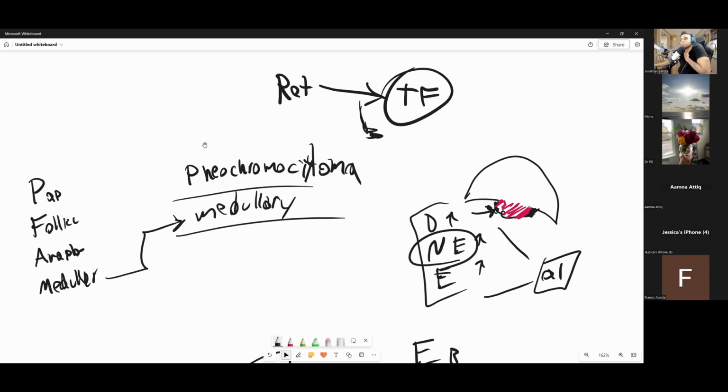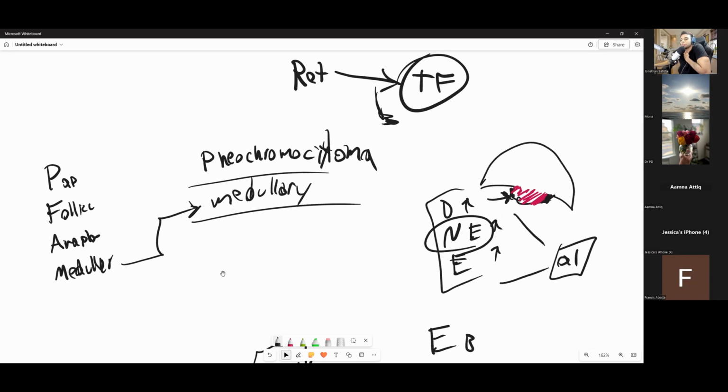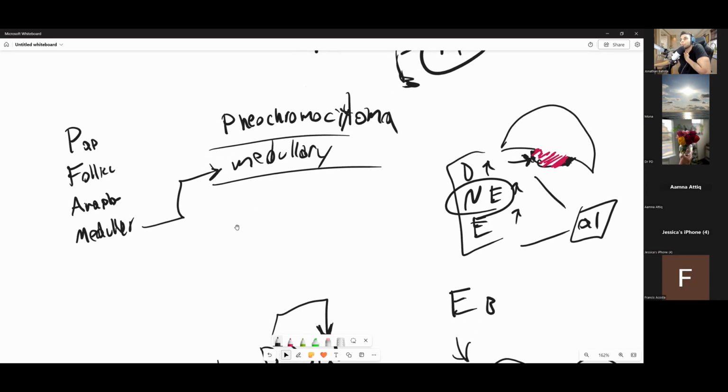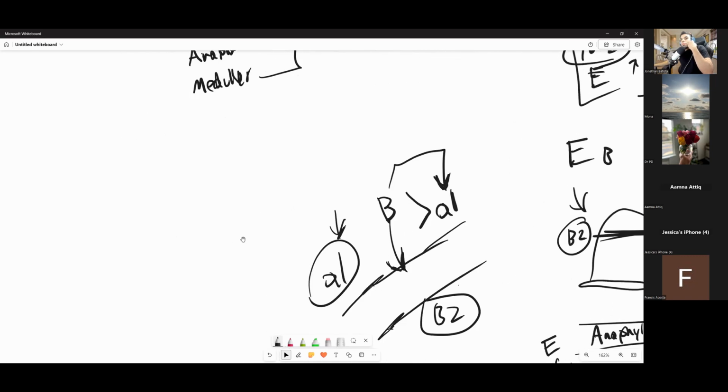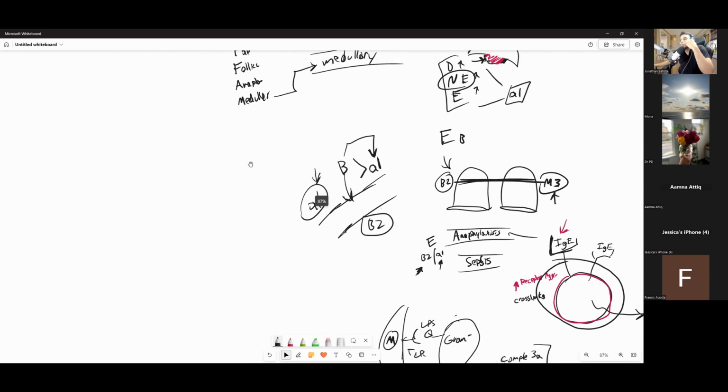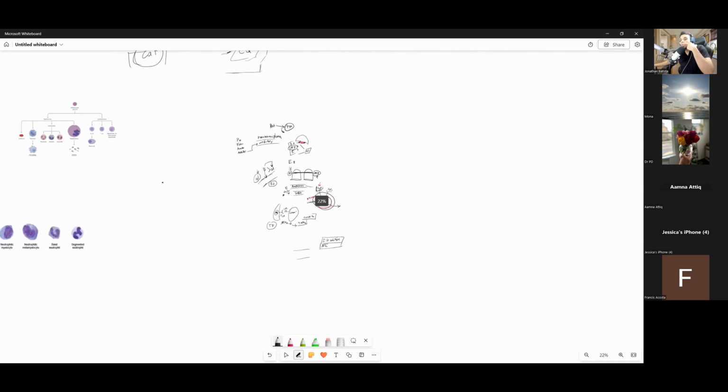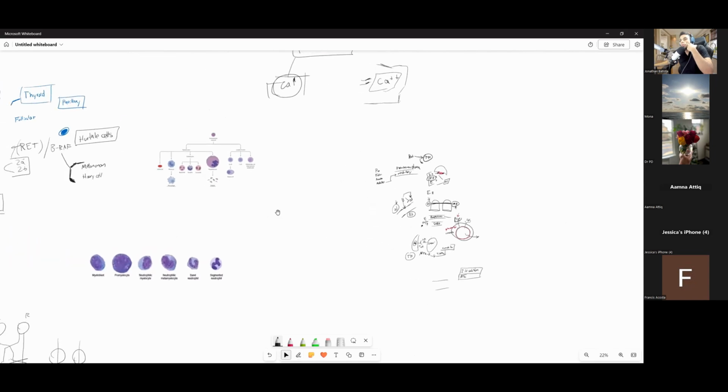Definitely. All right. For medullary, completely different. Medullary has to do with what? An increase in what? Who remembers? With medullary thyroid cancer, we are increasing what? Calcitonin. Yes. Calcitonin tones down your calcium.